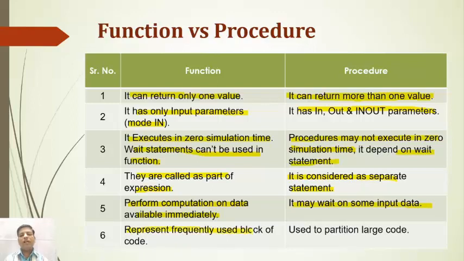A function represents a frequently used block of code, but a procedure is used to partition large code. These are the six differentiation points between function and procedure. The points are simple, you just have to keep them in mind. A function can return only one value, has input parameters, executes in zero simulation time, is called as part of an expression, performs computation on data available immediately, and represents a frequently used block of code.